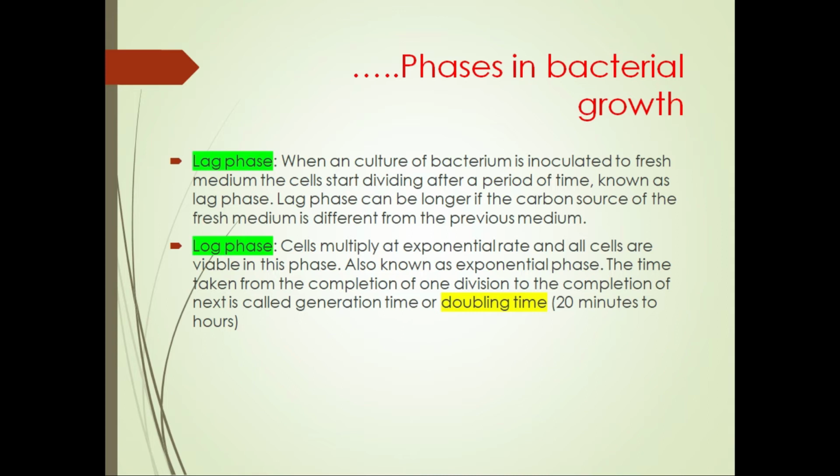20 minutes means here one cell becomes 2 in a period of 20 minutes. And in another 20 minutes we get 4 cells from the previous 2 cells. Then in another 20 minutes we get 8 cells. So from one cell to become 8 cells it takes 60 minutes.